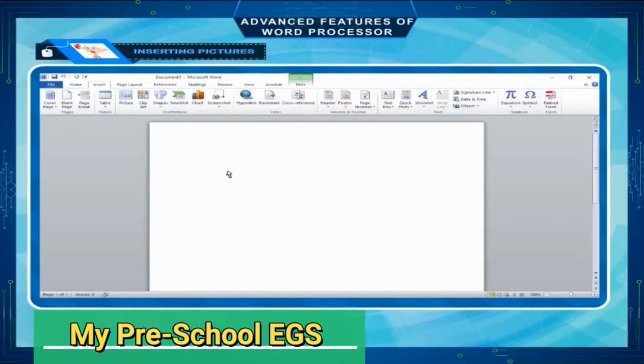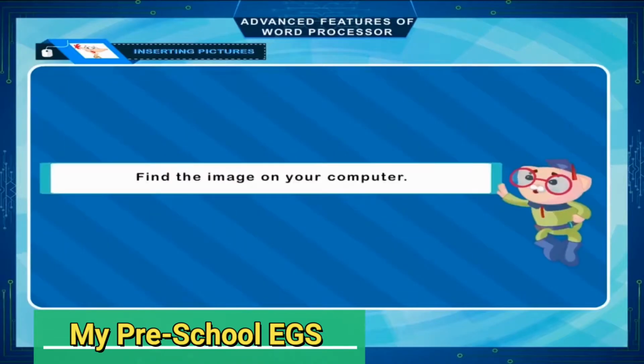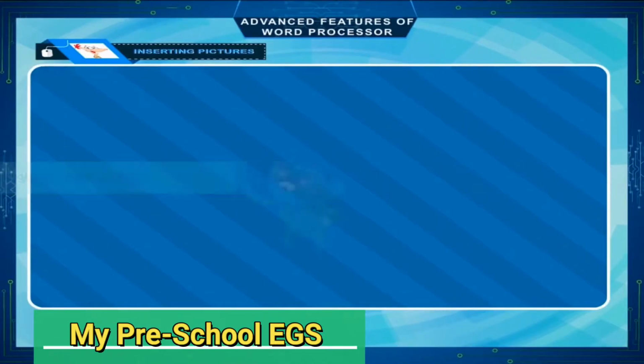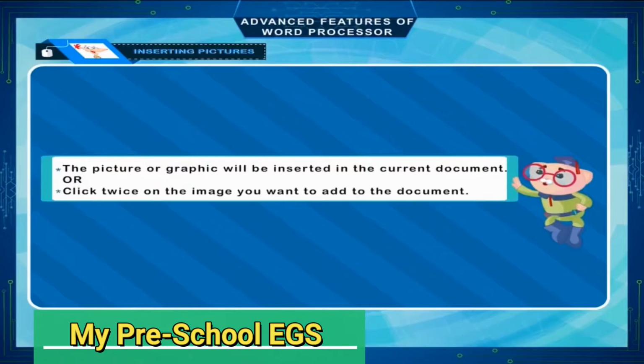Inserting pictures. Pictures or graphics are generally used to make our document attractive. Follow these steps to insert pictures. Select the Picture button from the Illustrations group on the Insert tab of the ribbon and click it. Find the image on your computer. Highlight the file name from the list and click the Insert button. The picture or graphic will be inserted in the current document, or click twice on the image you want to add to the document.